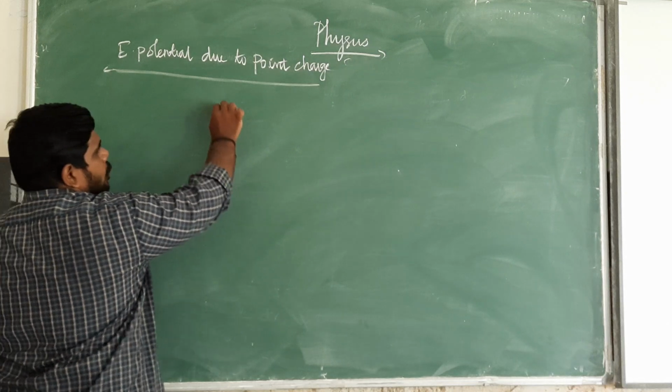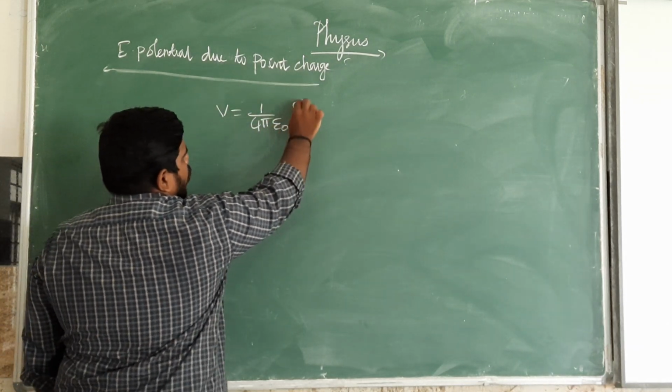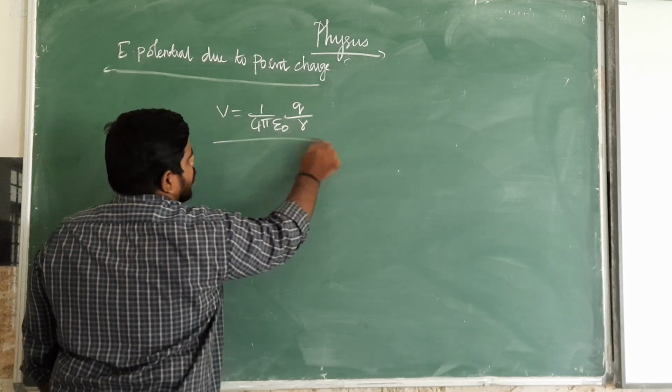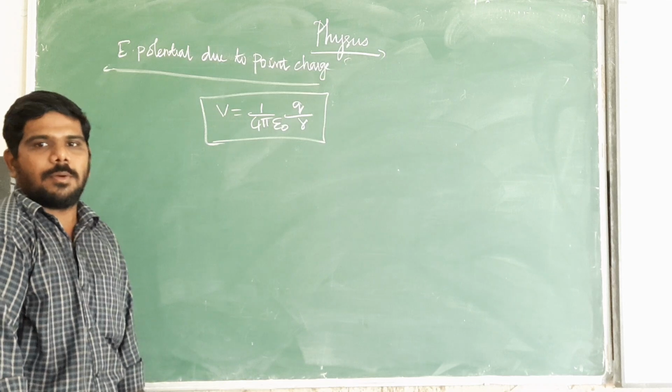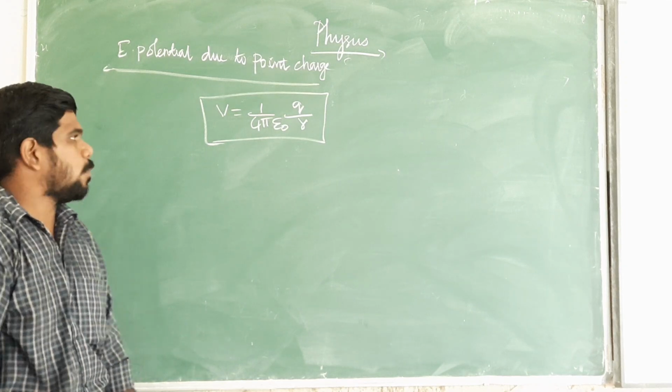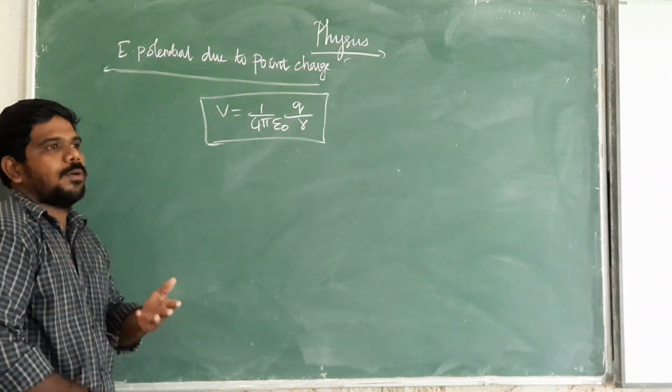What's the formula for electric potential? V is equal to 1 by 4 pi epsilon 0 into q by r. Otherwise, you can say that V is equal to q by 4 pi epsilon 0 into r. From that, you have to remember the 3 important points.